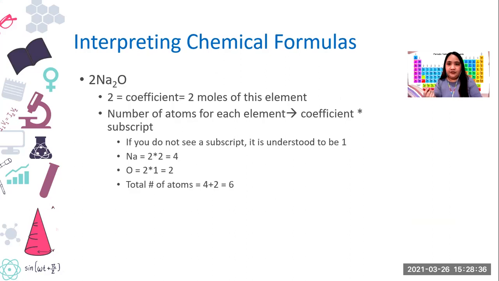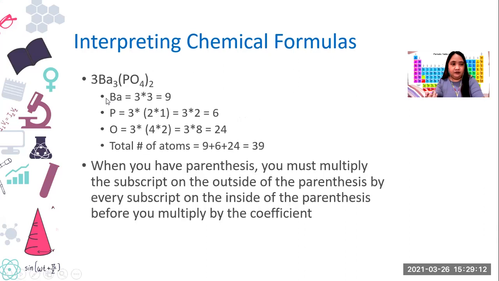So for interpretation, let's take, for example, this compound. So in this case, you have 2 Na2O. So that's 2 times 2. It means that there are 2 moles of this compound, and there are 2 atoms of sodium initially, but of course, since there's 2 moles, that becomes 4 atoms of sodium and 2 atoms of oxygen. So you can see it from here. Therefore, the total number of atoms in this compound is 6. Let's go to the other one.